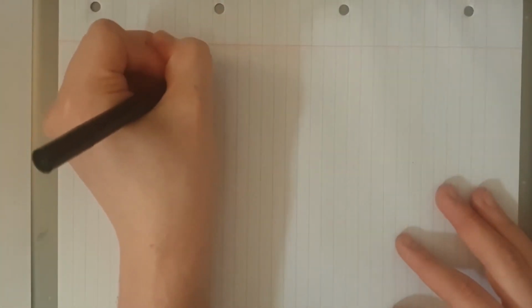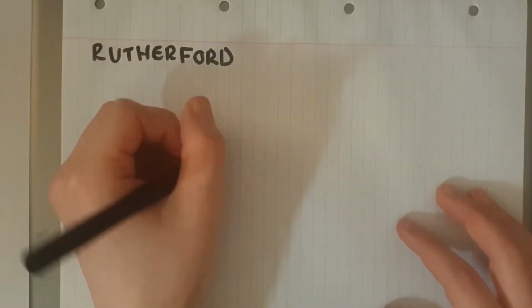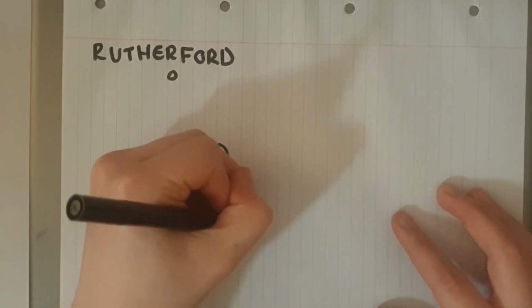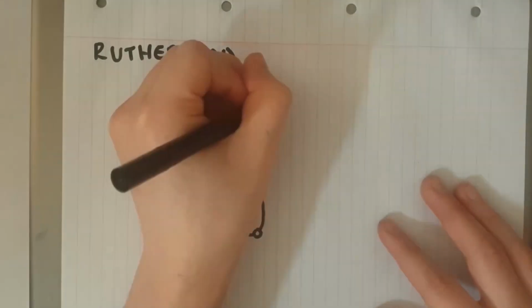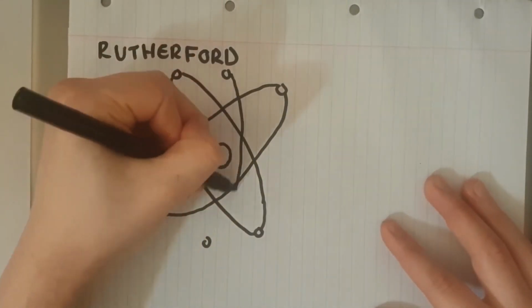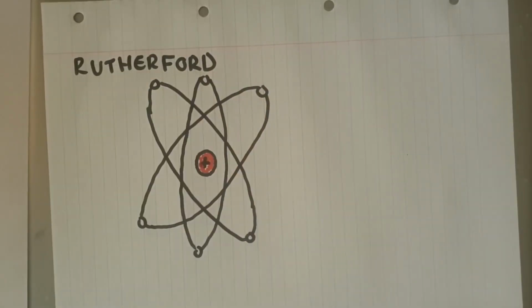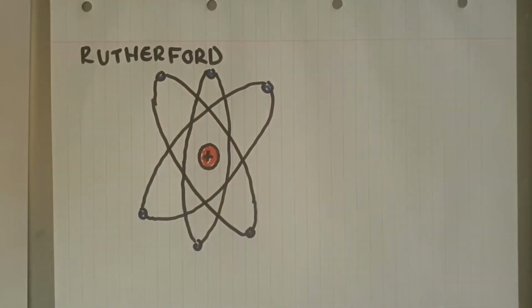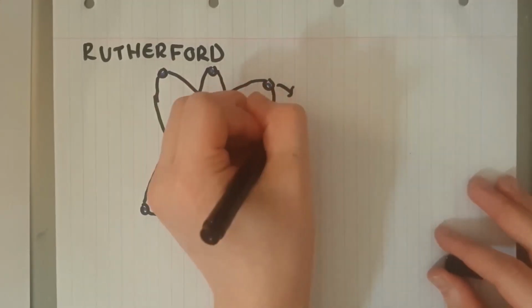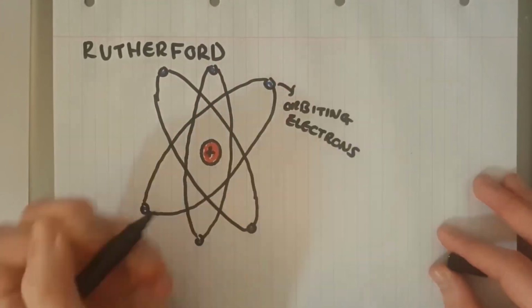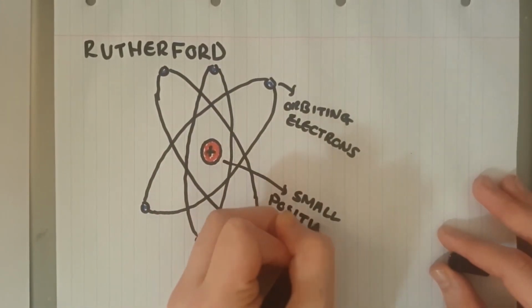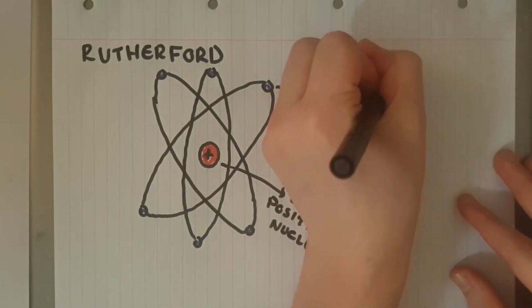Then we get to Rutherford, who tested this plum pudding model but actually found something very different from what he expected. Now he found that there is a very small positive charge in the centre of the atom, and we call this the nucleus, and then orbiting around this nucleus we have electrons, and the rest of the atom is empty space. Actually 99.999% of the atom is empty space.